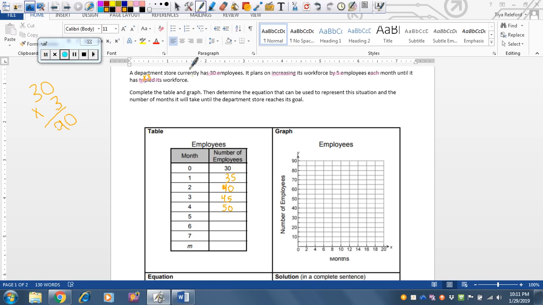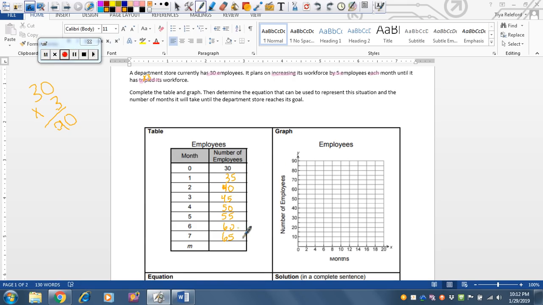Hit pause and finish filling that in. If you didn't hit pause, you need to hit pause, push pause, and finish filling in your table.